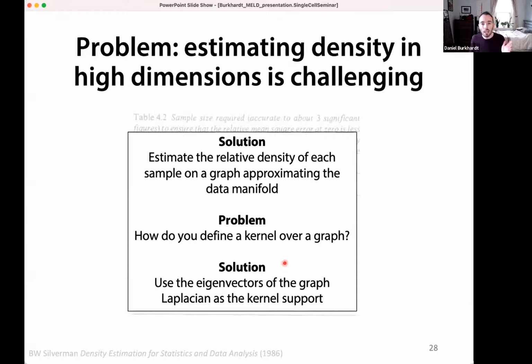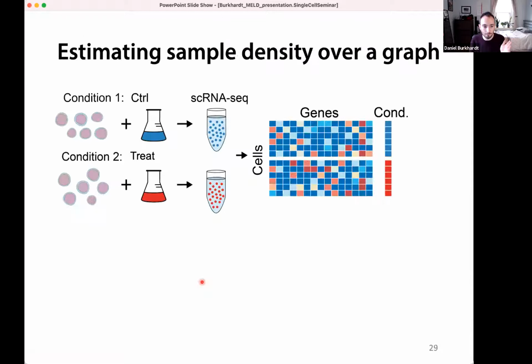And so the way that we ended up doing this is actually use the eigenvectors of the graph Laplacian as a kernel support. And I know there's a lot of you who probably have no idea what a graph Laplacian is. I just want to assure you that this is a way to use some intrinsic features of the graph itself to approximate a support for our kernel density estimate.